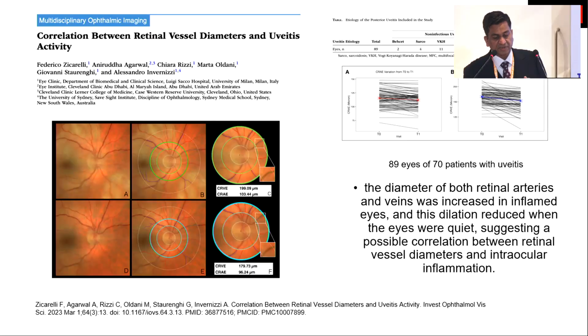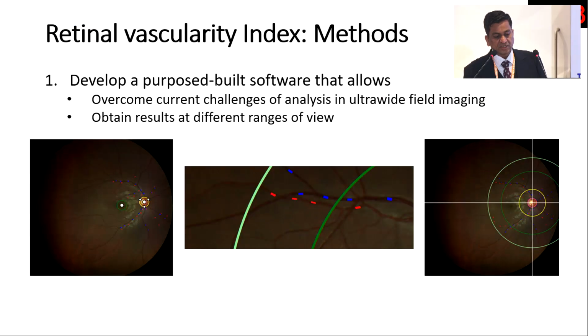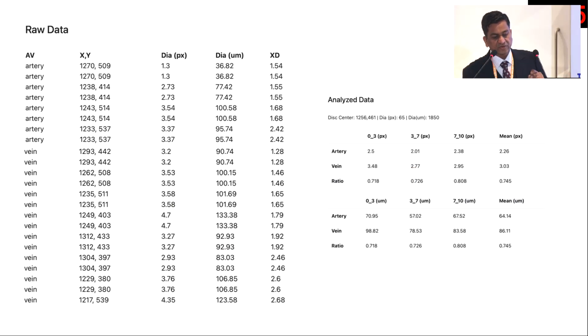It's not the first time, and none other than Alexander Invernizzi has done wonderful work on retinal vascular diameter and vasculature in uveitis. So we developed our own software. This software allows you to pick up arteries and veins, segment them into different calibers, and then gives you an insight into what's happening and an artery-venous ratio.